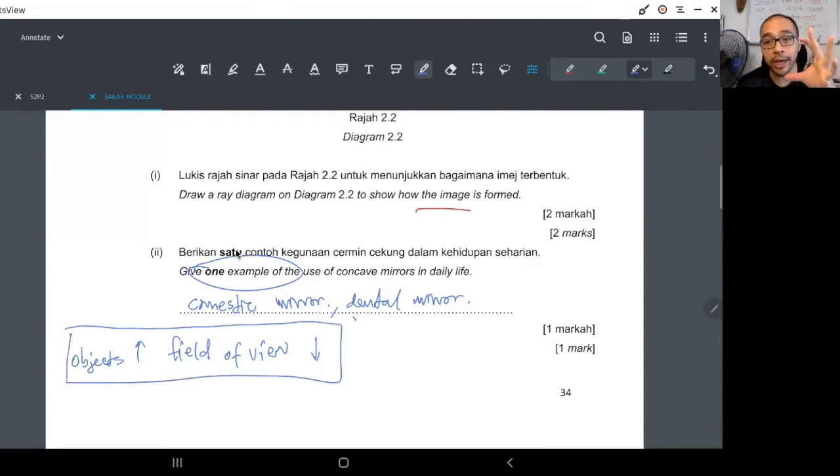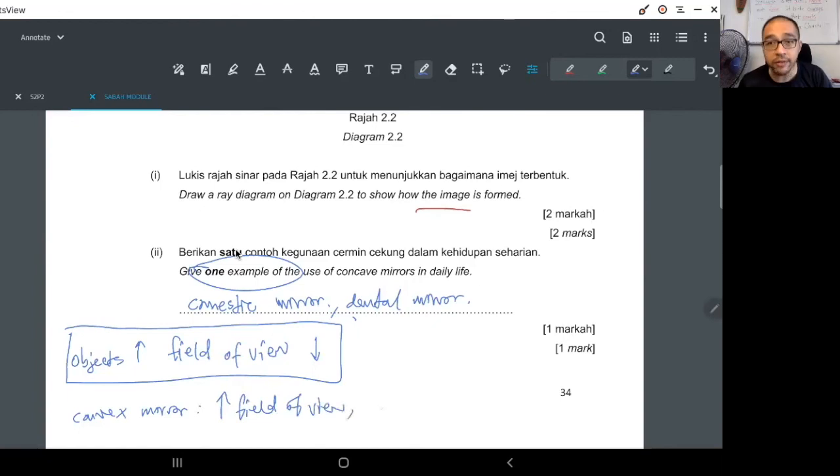Kita membesarkan objek, tetapi kita mengecilkan medan penglihatan. The field of view is smaller. Tempat kita mau tengok itu lebih kecil. Kalau convex mirror is terbalik. If it is a convex mirror, for example, the mirror that you see at the side of the road, you can see much more. Or if you go to the 7-Eleven, you see the mirror on top of this one. You can virtually see the whole shop. That's what we call a big field of view, so a bigger field of view.